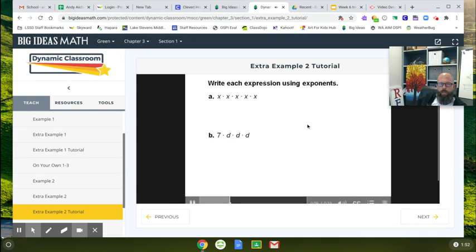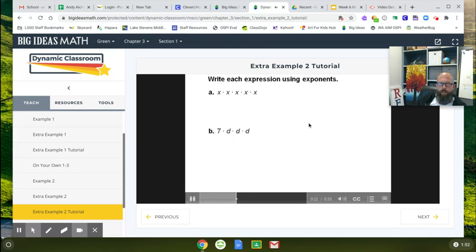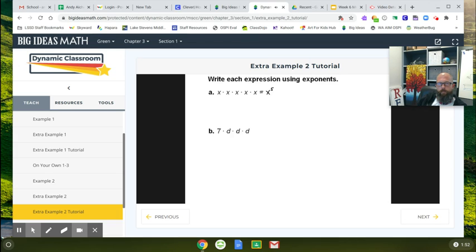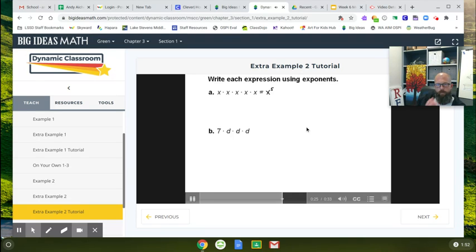Part B, 7 times d times d times d. Because d is used as a factor 3 times, its exponent is 3. So 7 times d times d times d is equal to 7 times d to the 3rd power, or 7d cubed. There it is. Not too bad on that one.